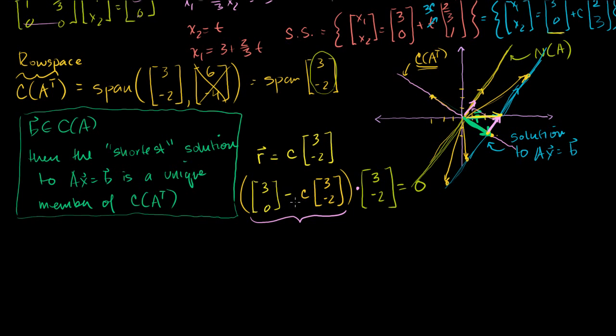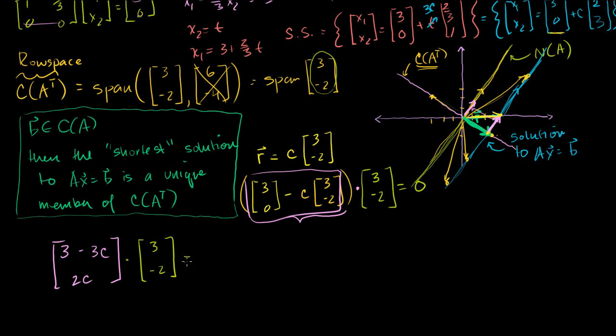So we get, let's see, this pink vector right there is going to be 3 minus 3c, and then you're going to have 0 minus 2c. So that's just minus 2c. So this part right here just simplifies to that. I just performed the scalar multiplication and then the subtraction. And then if we dot that with my basis vector for my row space, 3, minus 2, this should be equal to 0. So what do we get?